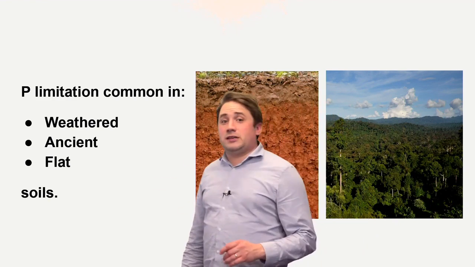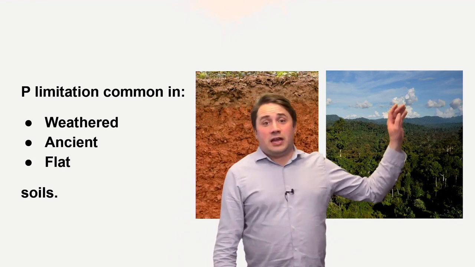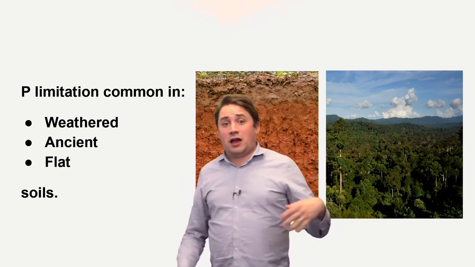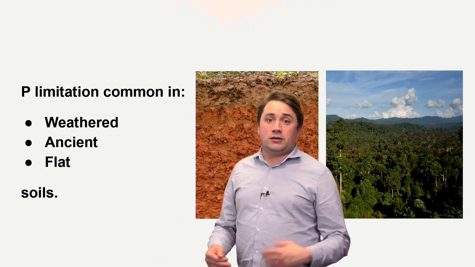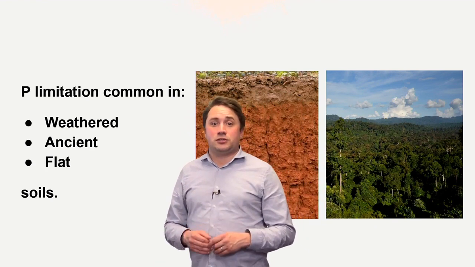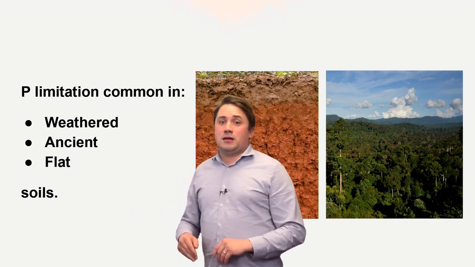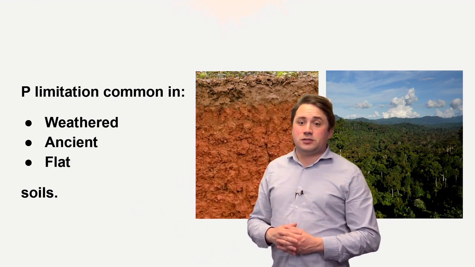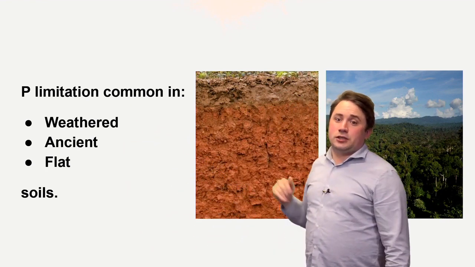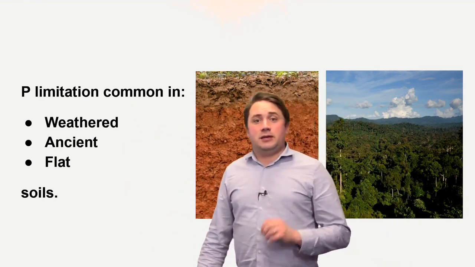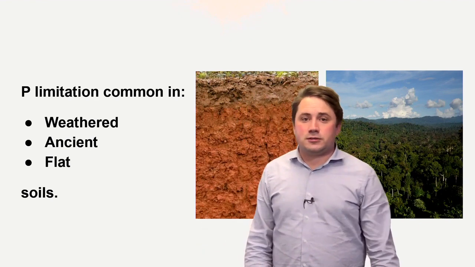You see this in the lowlands of the Amazon too. Over in the Amazon close to the Andes Mountains, you have enough erosion from the Andes and weathering from the Andes that you don't see as much phosphorus limitation. But on the eastern side of the Amazon, you tend to see phosphorus limitation as well. So yeah, phosphorus limitation is common in weathered ancient flat soils, and the best examples of this are in tropical rainforests.